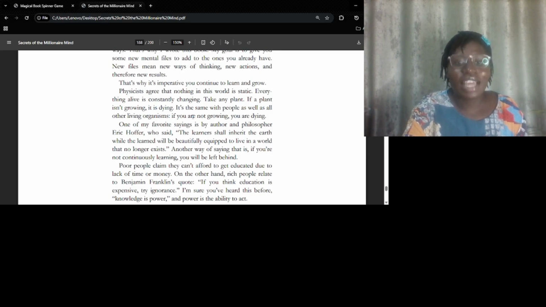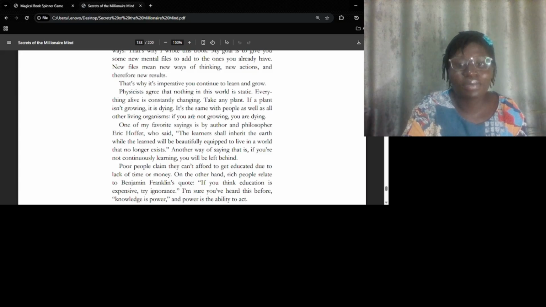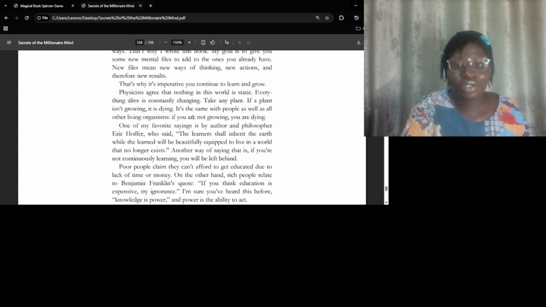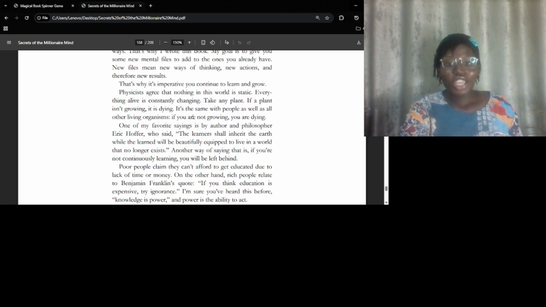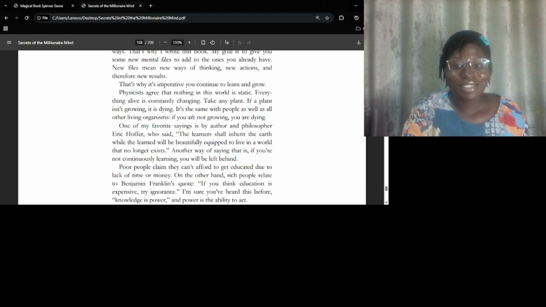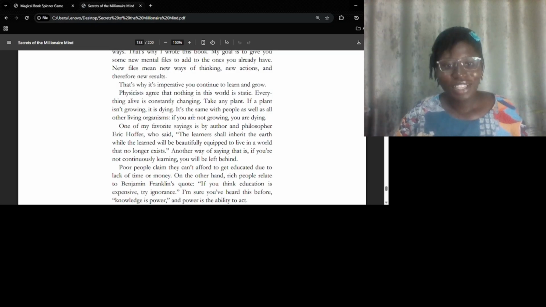Physicists agree that nothing in this world is static. That's true. Everything alive is constantly changing. Take any plant. If a plant isn't growing, it is dying. That's true. It's the same with people as well as all the other living organisms. If you're not growing, you are dying. Please, better find a life.